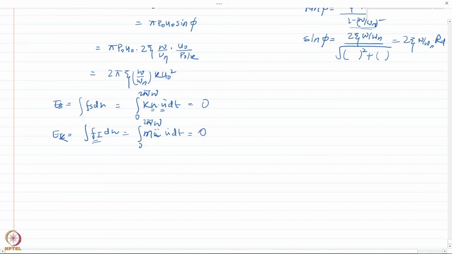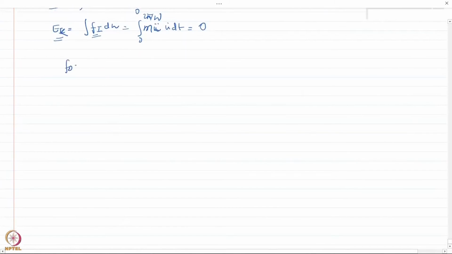So what do we see? Over a cycle of vibration during steady state, the change in potential energy and kinetic energy are equal to 0. That is what happens during steady state to the change in the energy of the spring and the kinetic energy of the mass. All right, now let us have a look at this. We said that our damping force is represented as C u dot, and this is of course a linear viscous damping that we have assumed.